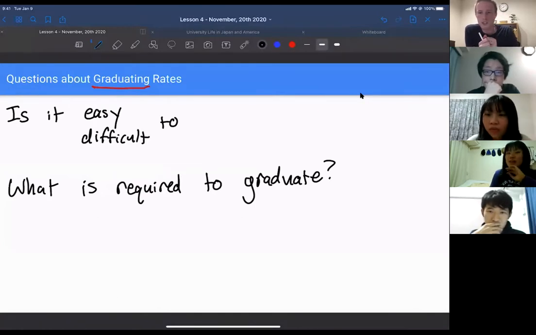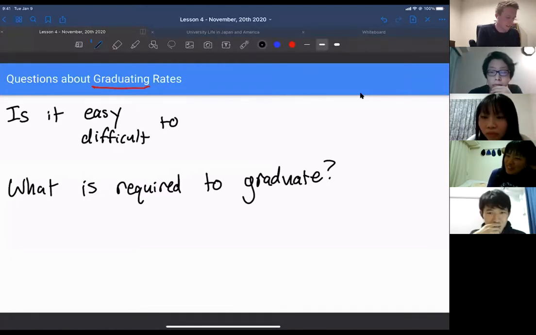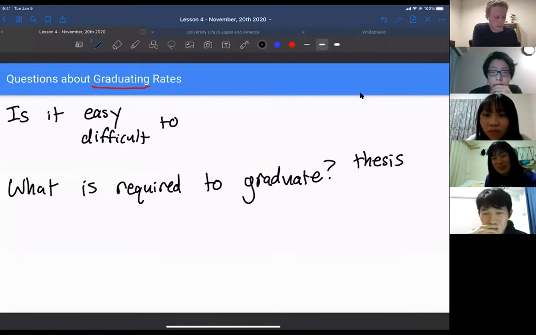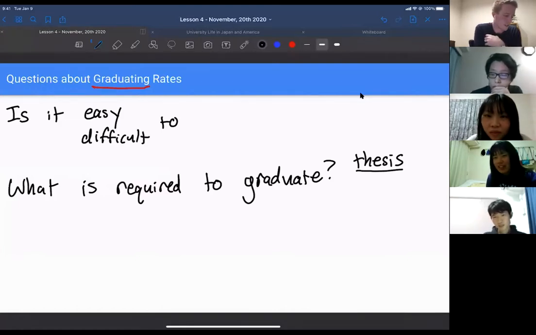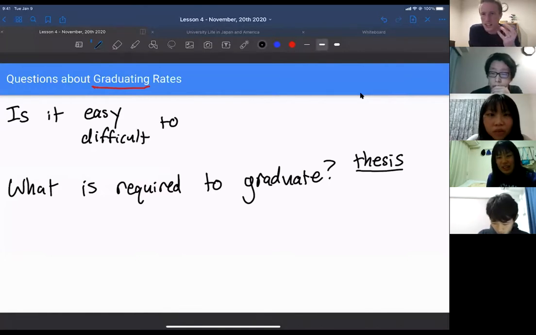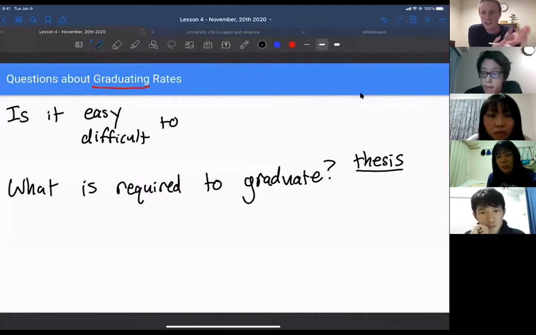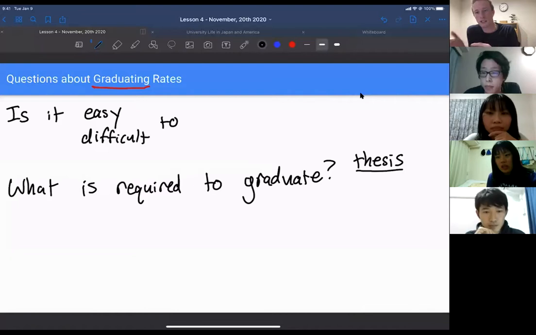Thumbs up if you want to speak. Oh, Kimiko? Okay, go ahead, Kimiko. Paper, a thesis? I don't know how to say it. I think it's thesis. Like eisakubun would be essay. So maybe you can say essay, but I think this is called a thesis. A thesis is the paper you write to get a degree.